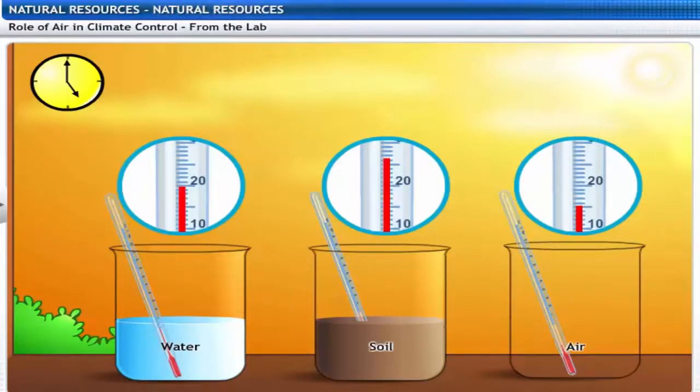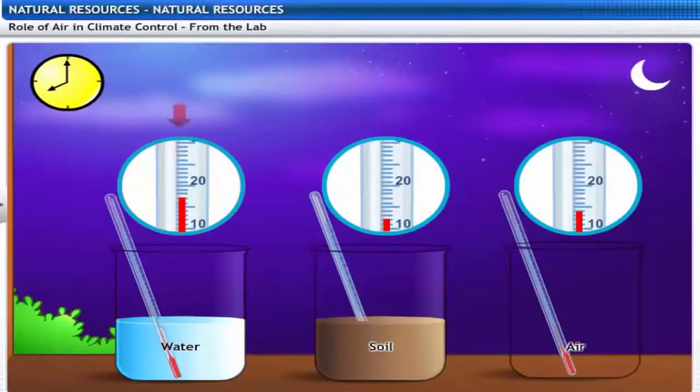Do you notice a difference in the readings? The temperature reads more in the second beaker than in the others. This indicates that soil gets heated faster than water and air. If we perform the same experiment under shade, this is how the temperature stands. This time, the temperature reads more in the first beaker than in the others. This indicates that soil gets cooled faster than water and air.